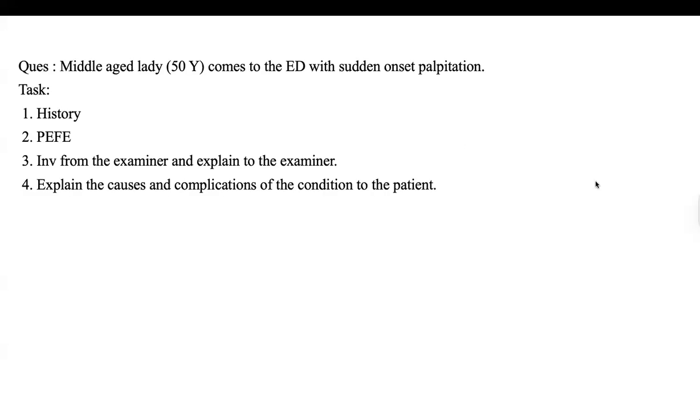All right. Moving on to atrial fibrillation. You've got a middle-aged lady, 50-year-old, who comes to the emergency department with sudden onset palpitation. Same questions, same task. But they added in here: explain the causes and complications of the condition to the patient. So they're asking about history, physical exam, and investigation, but in here, you need to talk about the cause of this condition and also the complications.